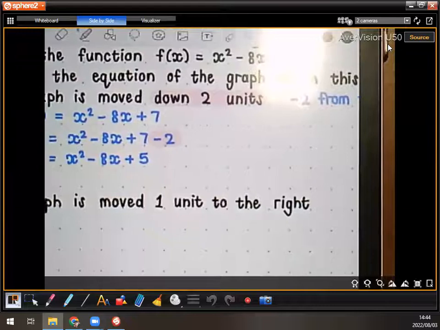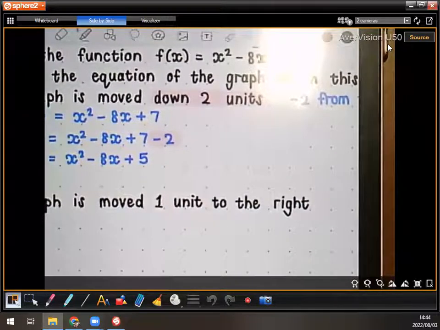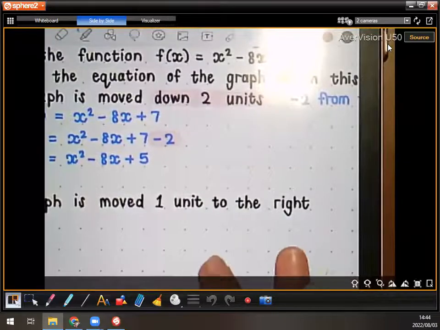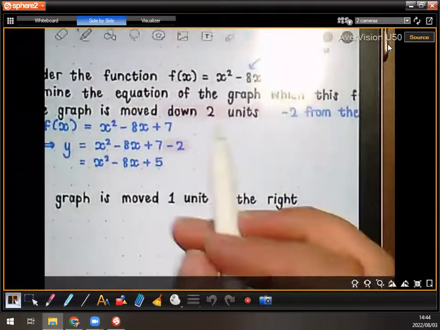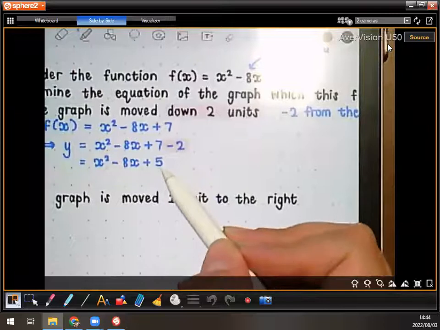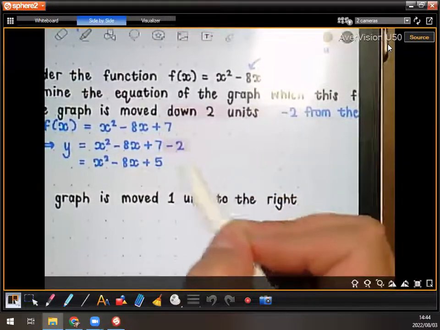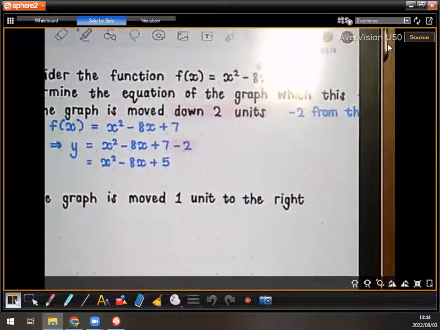So if you get that as a question, you can be very happy because that will be a 1 marker. Okay, 1 mark for that. You can actually just go straight to plus 5 if you just do the 7 minus 2. Right, so this is a 1 marker.